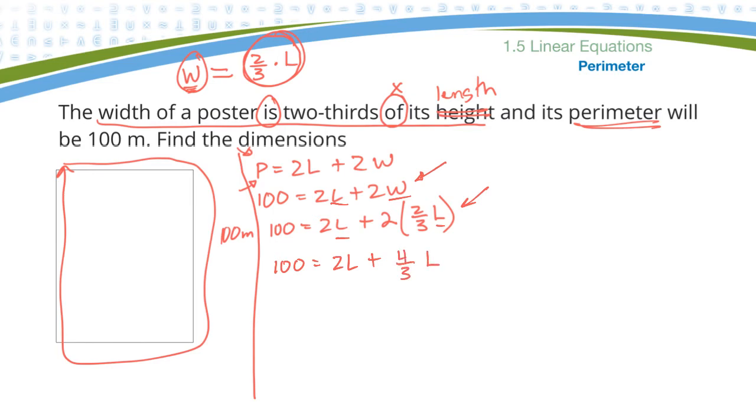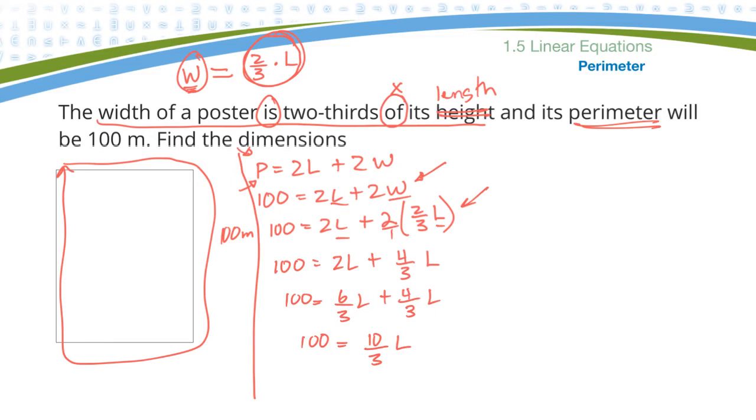Yeah, that sounds about right. Yeah, because if I multiply fractions, it'd be 4/3. Okay, now if I add those together, 2L plus 4L, let's make this one thirds too, so 6/3. You could add that on your calculator too. So 6/3 plus 4/3 is 10/3. So 10/3 L is equal to 100.